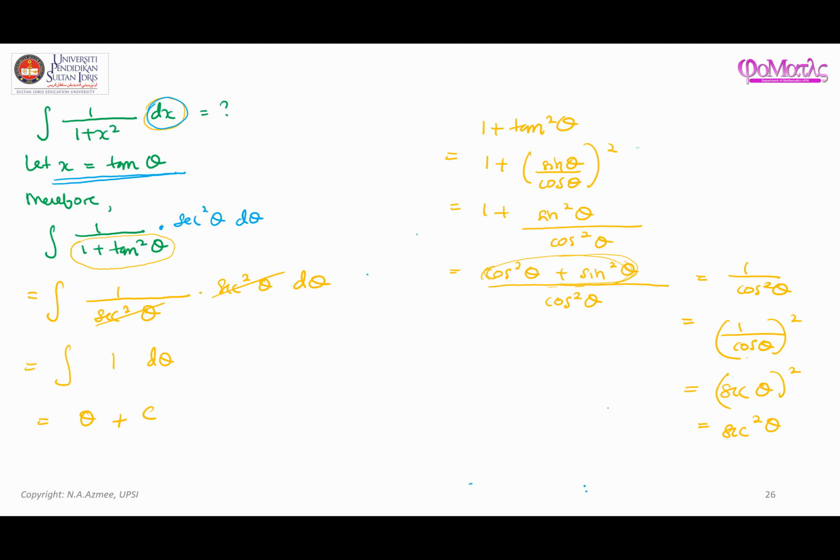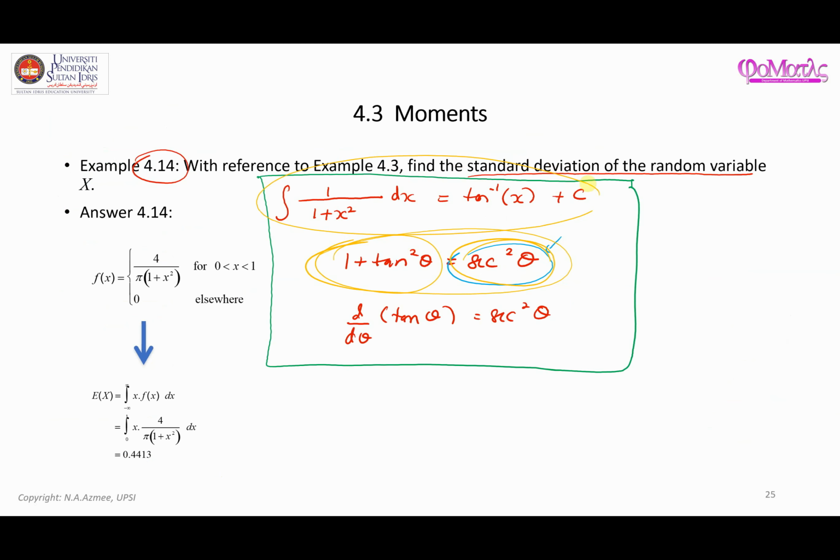And what is theta? Again, we go back to this definition here. We have already said that tangent theta is equal to x. Therefore, if you want to find theta, theta is going to be equal to inverse tangent of x, and we can replace theta with inverse tangent of x plus c. So this is the result that you have seen, which has been used in solving this example.